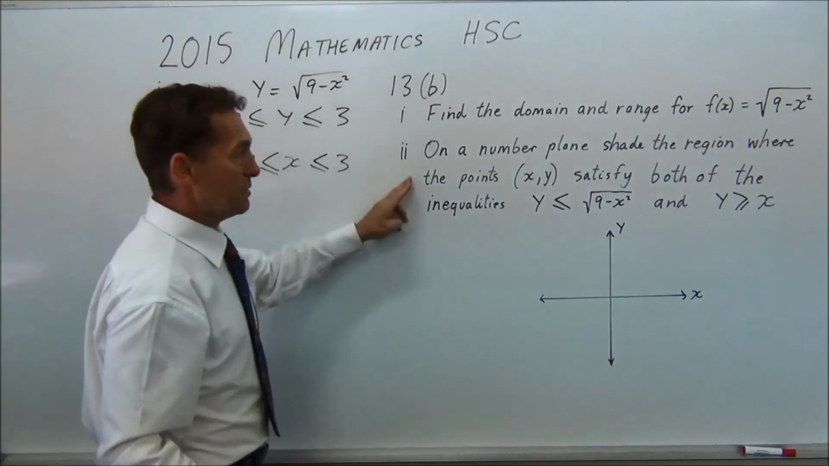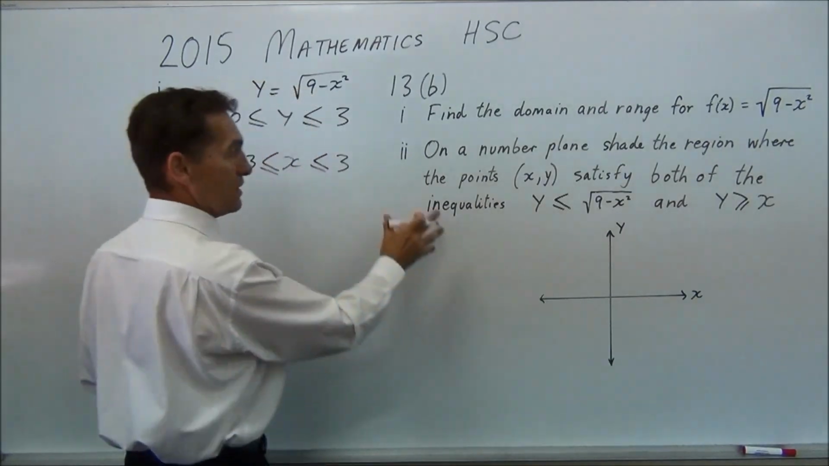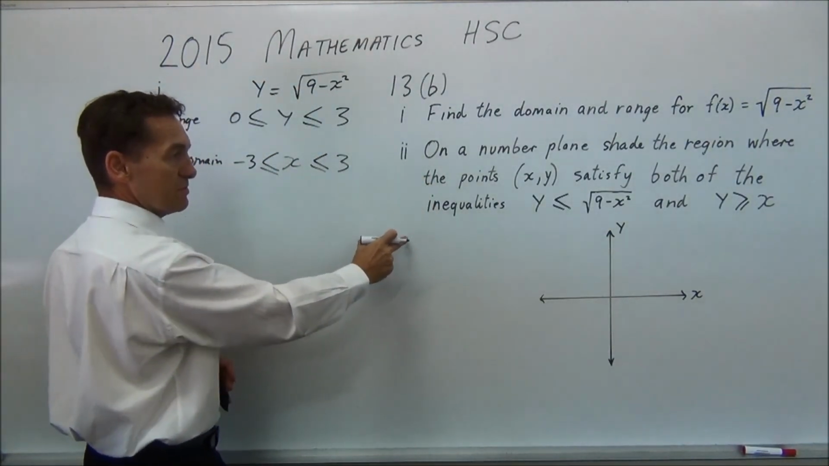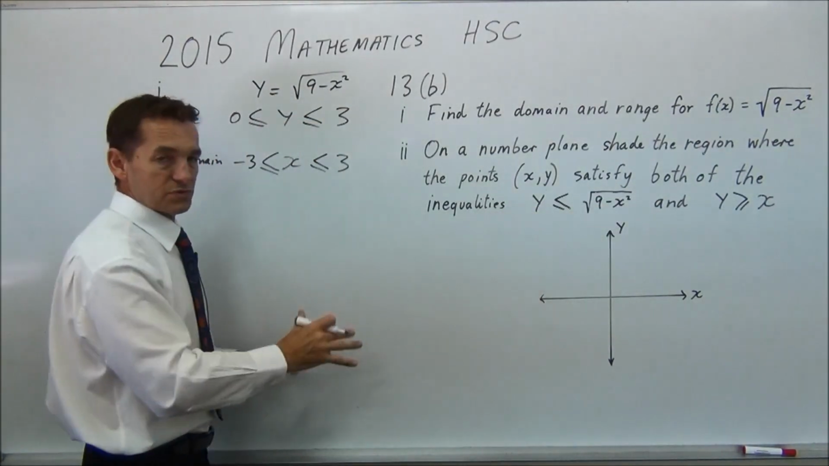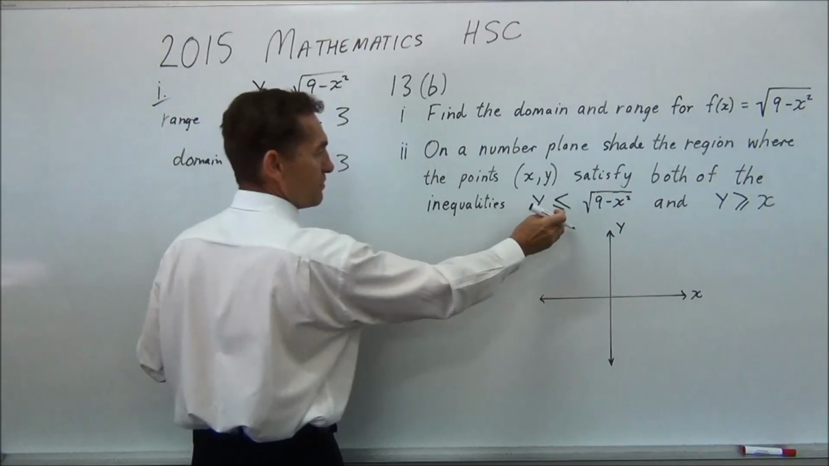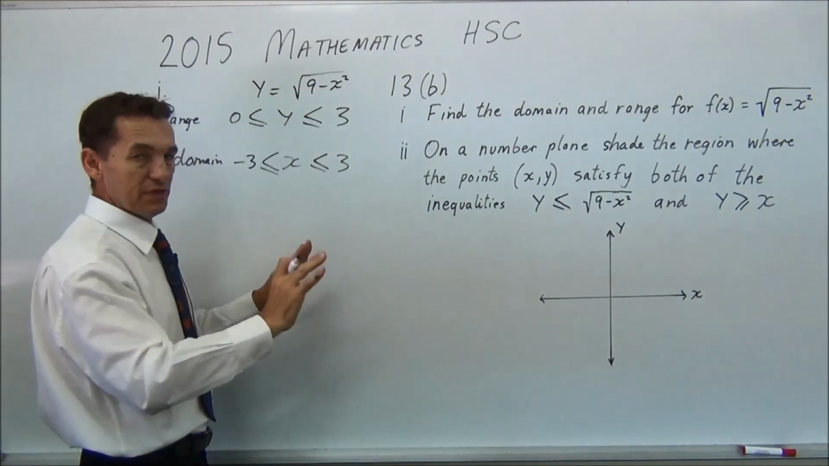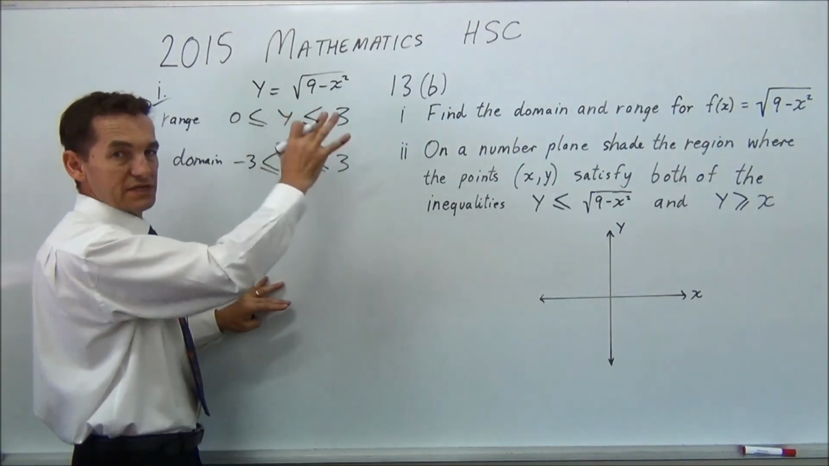Second part, on a number plane, now they don't give you a number plane. I've actually drawn this. On a number plane, shade the region where the points x, y satisfy both of the inequalities, this one and this one. When you're drawing a region, forget about the greater than or equal to sign, just make it equals and find out the equation. So just look at that and say, well, what does that look like as a graph?